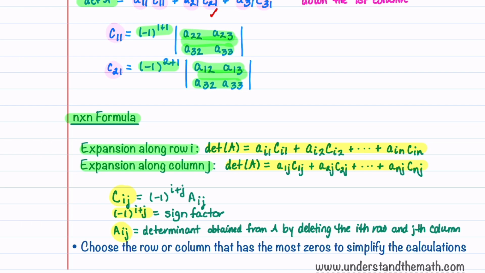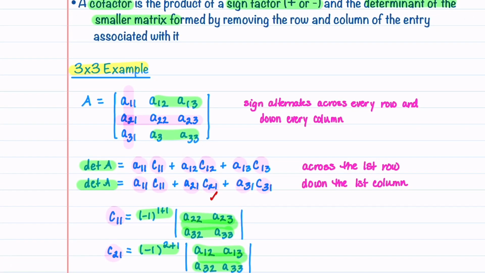Let's now go back up to our 3 by 3 example and look at this sign factor. The sign factor for A11 is going to be (-1)^(1+1), which is plus 1, and we can label A11 with a plus. A12 is going to be (-1)^(1+2), which is minus 1, and we can label that with a negative. If you continue this calculation for all of these entries, you'll get the alternating plus-minus pattern that looks like this.